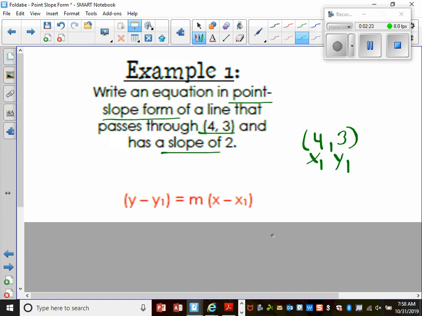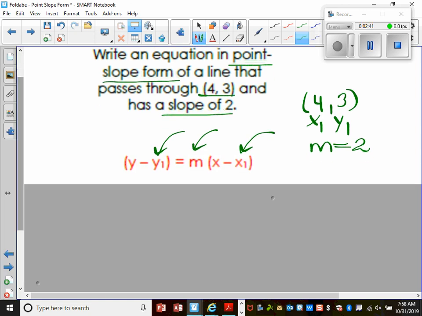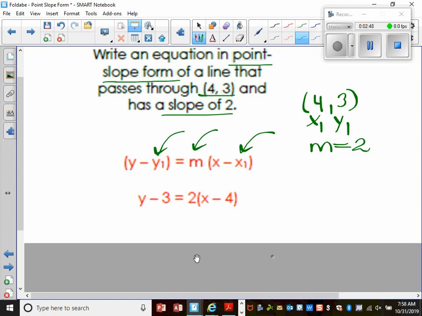They tell you the slope is 2, so now I know m. So again, all I have to do is put those numbers into their proper places. That's all you're going to do. Point slope form is probably one of the easiest forms that we will cover. It's even easier than slope intercept form. So when I do that, this is what you have. Here's my y1, here's my m, and there's my x1.